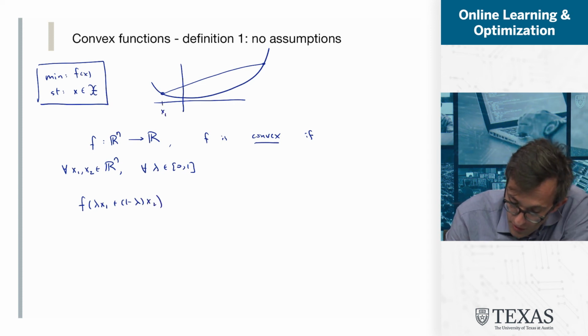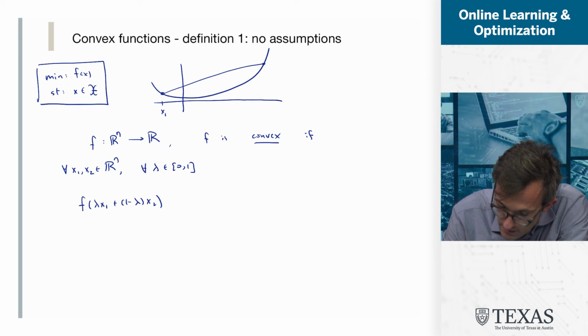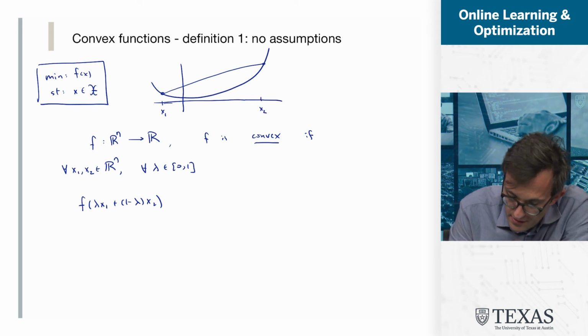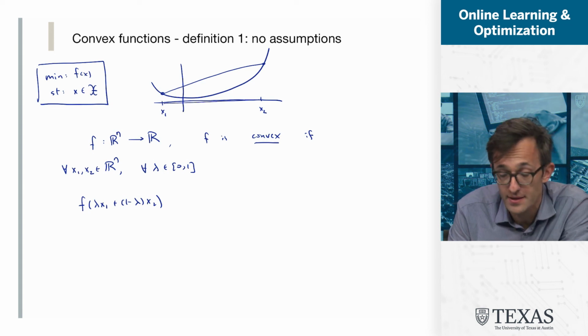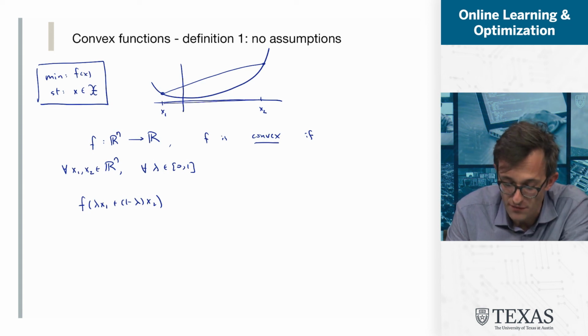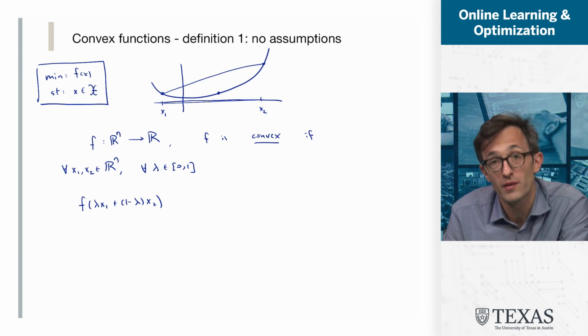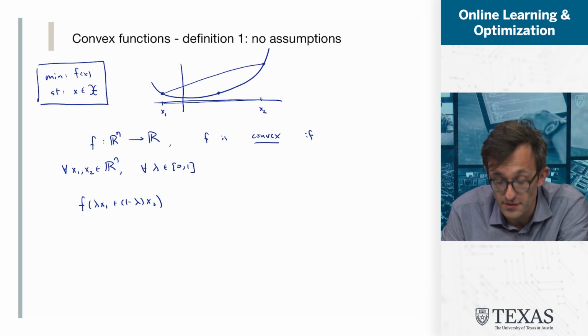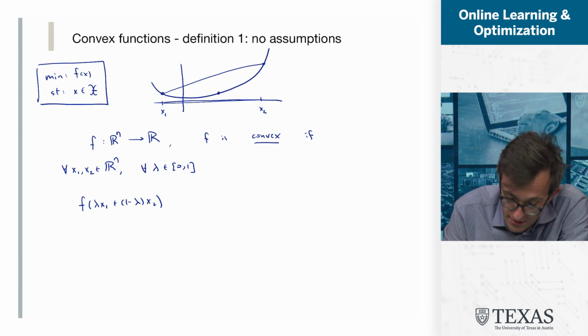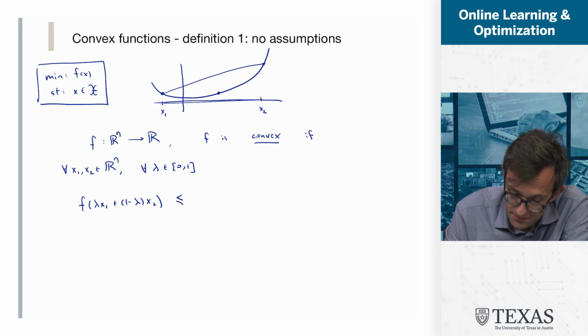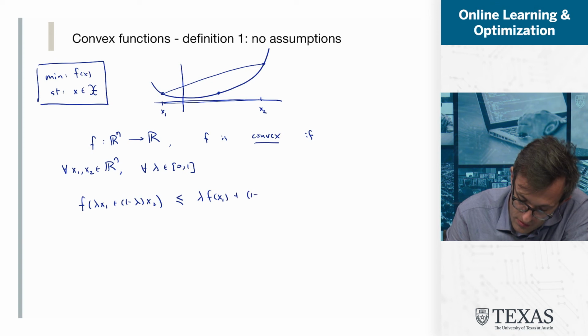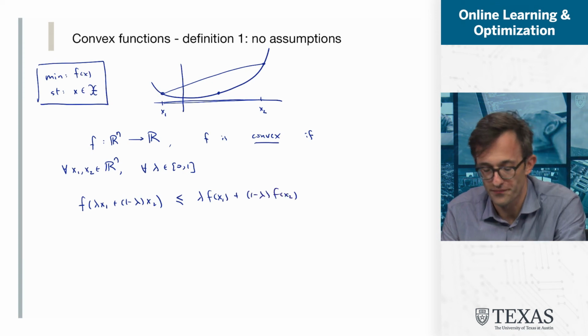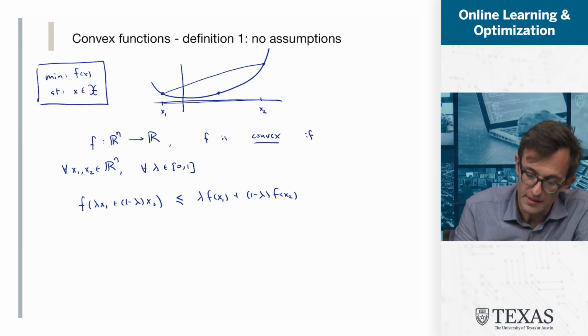This is my point x1. This is my point x2. What is this? This is some point in this line segment between x1 and x2, and f of that is going to be whatever point is on the curve. So this tells us what the inequality is that we want: less than or equal to lambda f of x1 plus 1 minus lambda f of x2. Anything like this is convex.